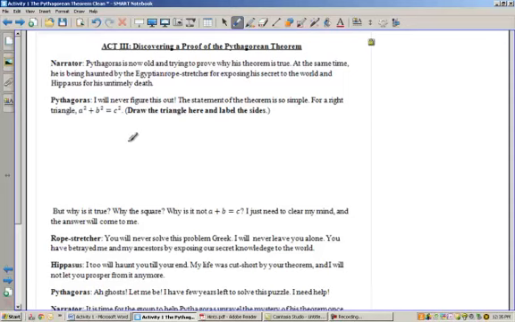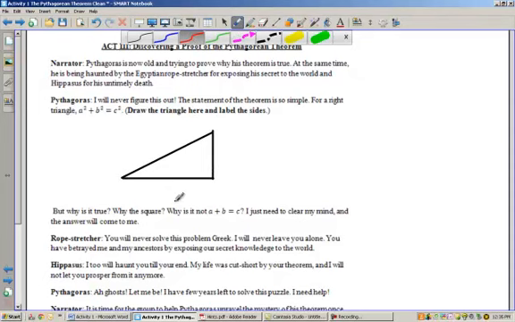In Act 3, what we're going to do is discover the proof of the theorem. So here we have Pythagoras, and he's trying to figure out, why is this true? Why is it that a squared plus b squared equals c squared? And so here you're supposed to draw the simple triangle with sides a, b, and c. So I'll just draw a little triangle here and label the sides a, b, and c.